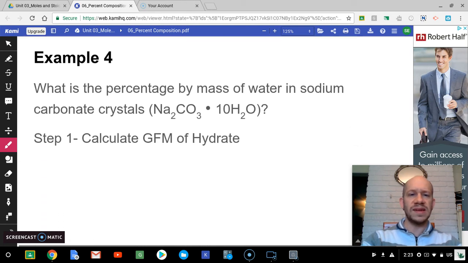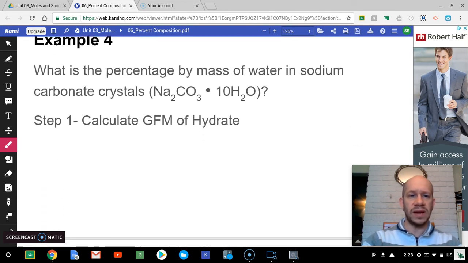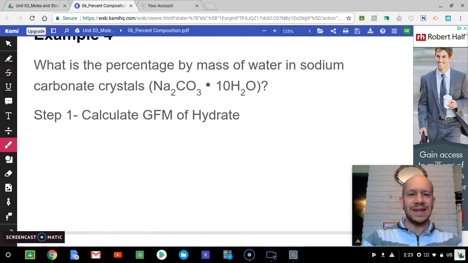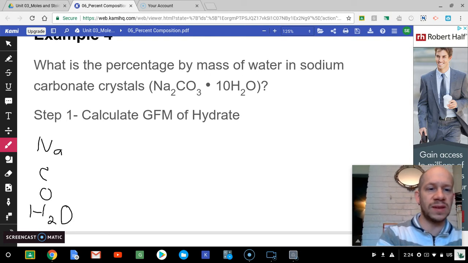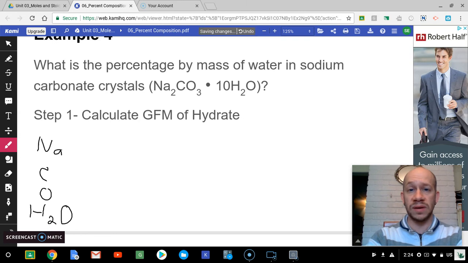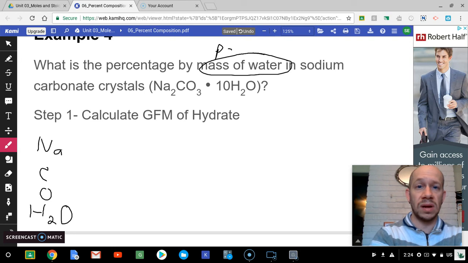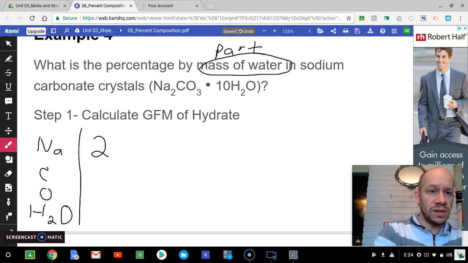So what is the percentage by mass of water in sodium carbonate crystals? First we're going to calculate the GFM of the hydrate. So we have sodium, carbon, oxygen, and water. We're going to count water as a separate unit because we want to find the percent of water. Percentage by mass of water is our part. I have two sodium, 1 carbon, 3 oxygens, and this 10 in front tells me I have 10 waters.